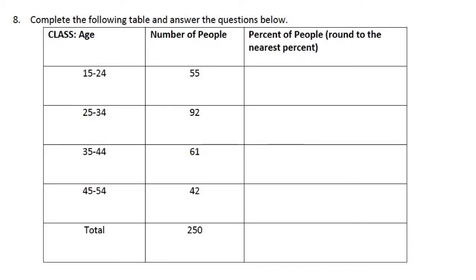All right, number 8 is similar to one we've already done. We have a table with the age group and the number of people within each age group. We want to find the percent of the people, rounded to the nearest percent. The total is 250. We start with the first class, ages 15 to 24. We have 55 people out of 250. So you're doing 55 divided by 250, which gives us 0.22, which is 22%.